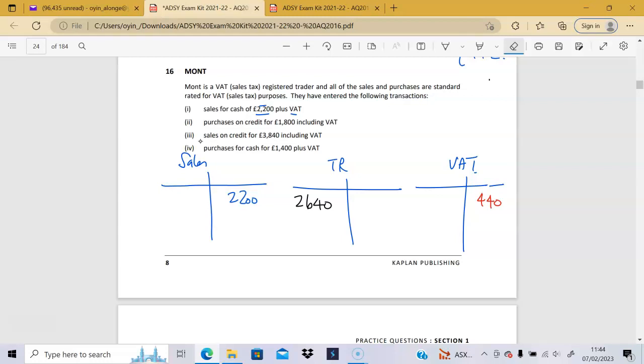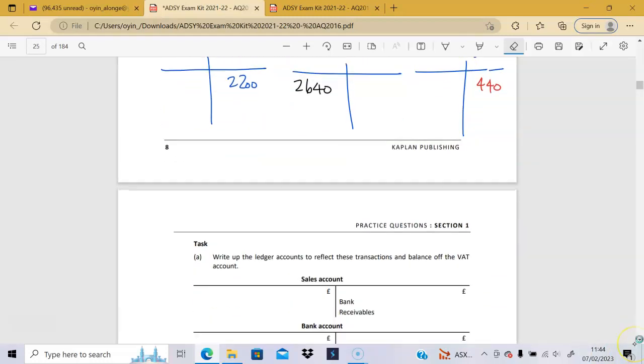Right, now it says that you're buying goods on credit, but this time 1,800 is inclusive of the VAT. So I'm just going to open up, I'll just do that over here. It's not the neatest.